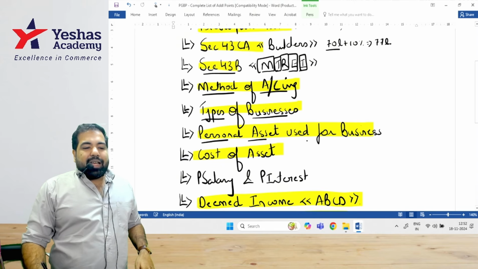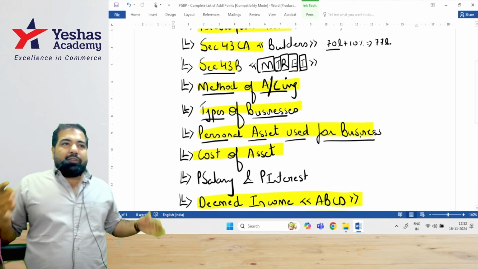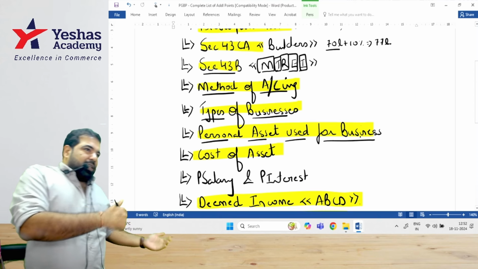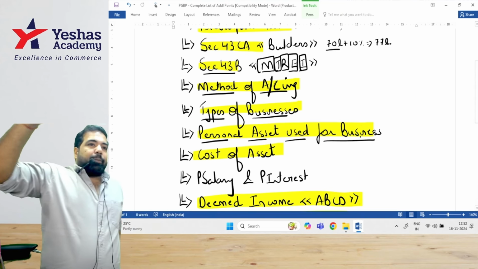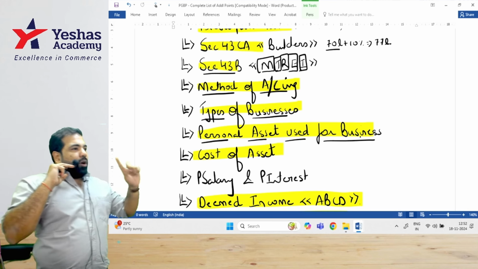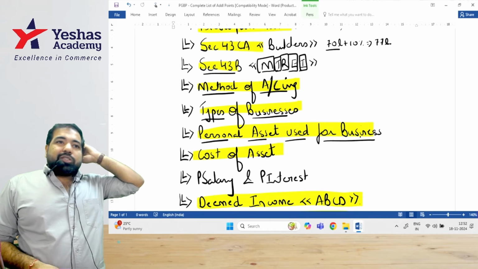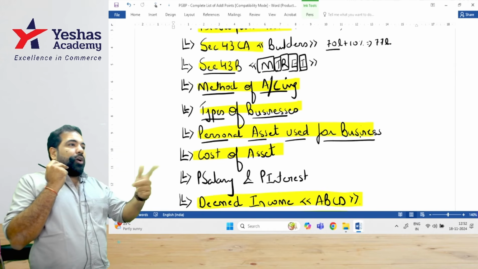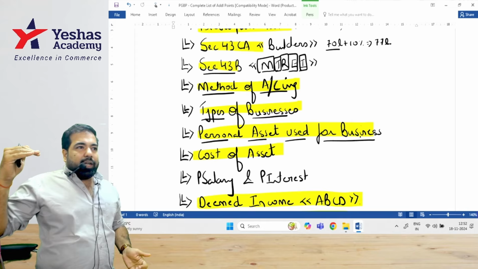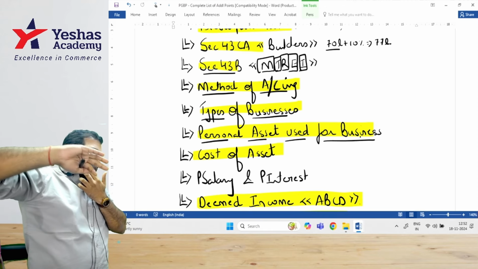Guys, if I have a personal asset which is used for business, for example a laptop which was earlier my personal laptop and now I introduce it in the business, that's called capitalized. Then what value should I take in the balance sheet? The original cost, because the government says when it was a personal asset, you did not take depreciation. So now you can take depreciation on the original cost, which is a good thing for us.